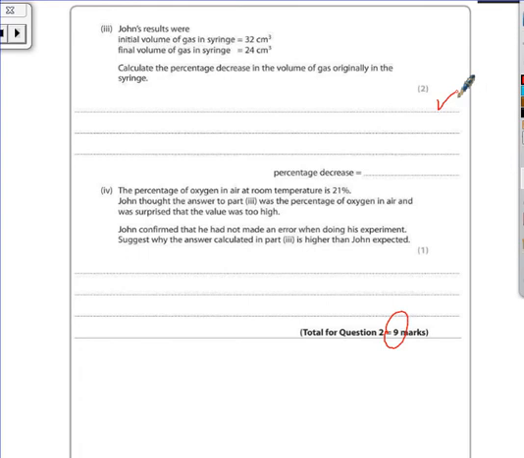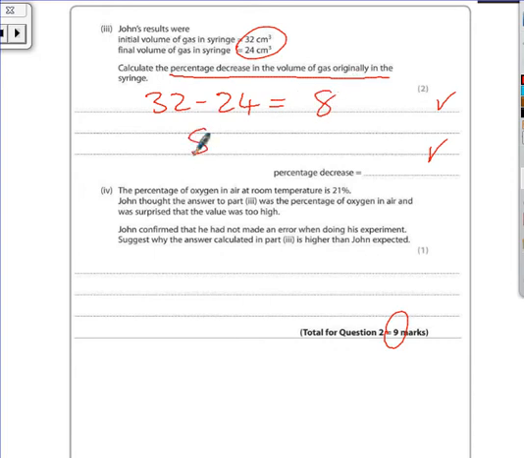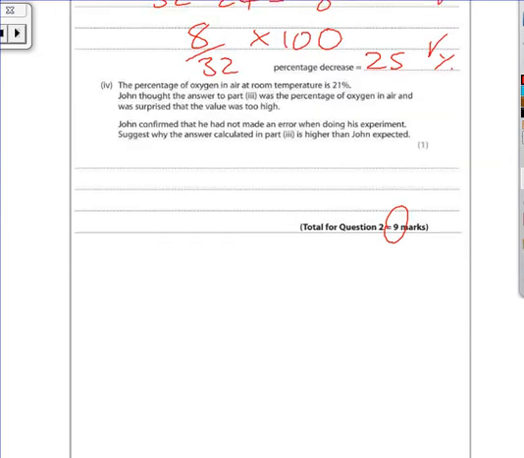Let's see if we can get these next 2 marks here. So the percentage decrease, it's gone from 32 down to 24, which is going to equal 8. So it's 8 over 32, which was the total, times 100, which would give you a percentage decrease of 25%. So 1 mark for the working out, 1 mark for the answer. Oxygen in the test tube, as well as the measuring syringe. So that's the answer we're looking at for this one.